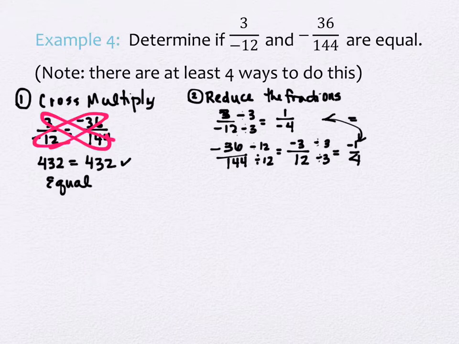So reducing the fractions is a second option, often helpful. What would a third option be? I bet you guys have thought of something before that might work here. How about we would get a common denominator?